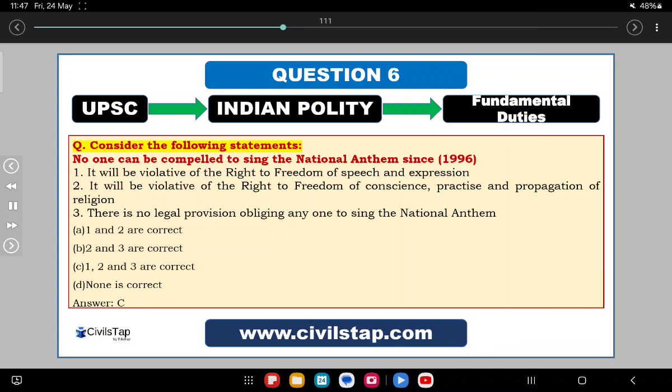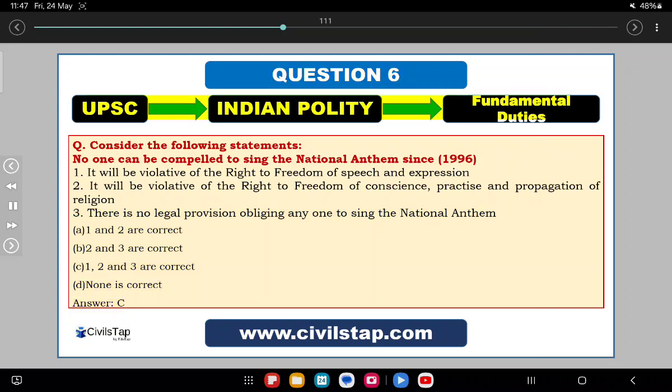Question 5. Consider the following statements. No one can be compelled to sing the national anthem (1996). 1. It will be violative of the right to freedom of speech and expression. 2. It will be violative of the right to freedom of conscience, practice and propagation of religion. 3. There is no legal provision obliging anyone to sing the national anthem. A. 1 and 2 are correct. B. 2 and 3 are correct. C. 1, 2 and 3 are correct. D. None is correct. Answer, C.